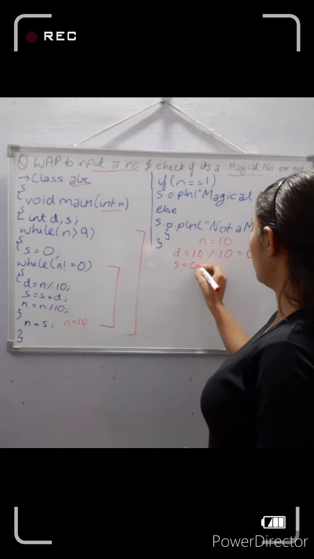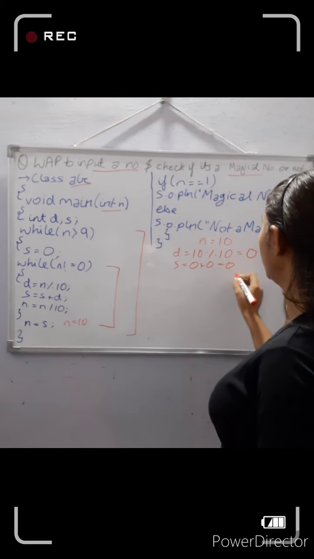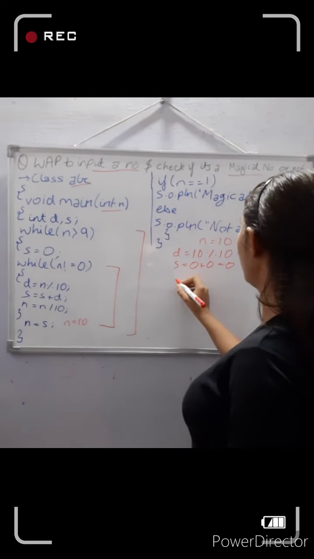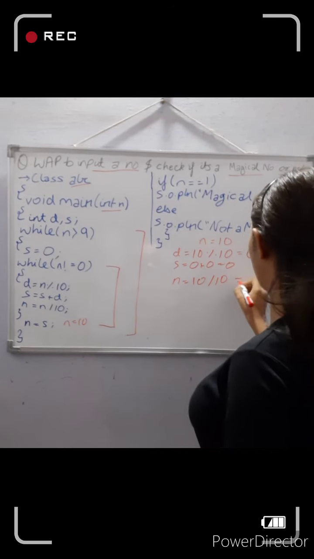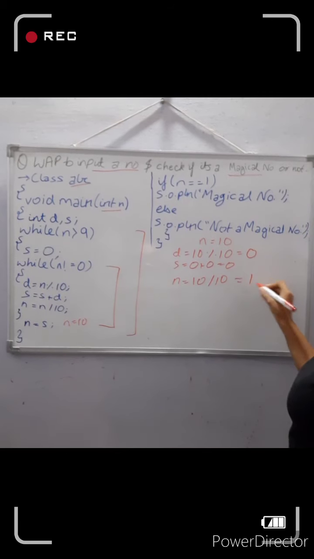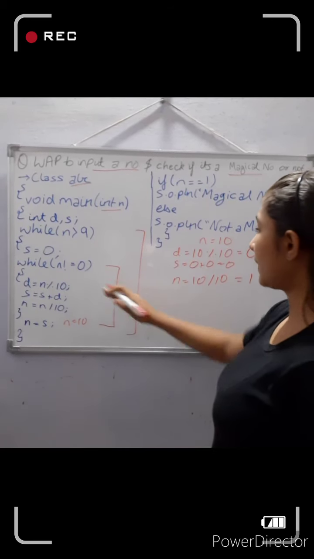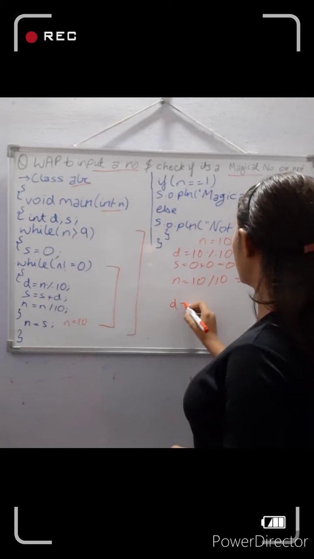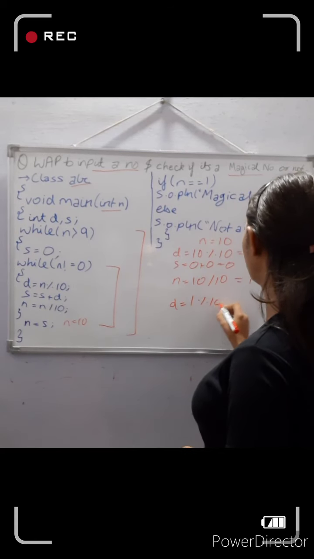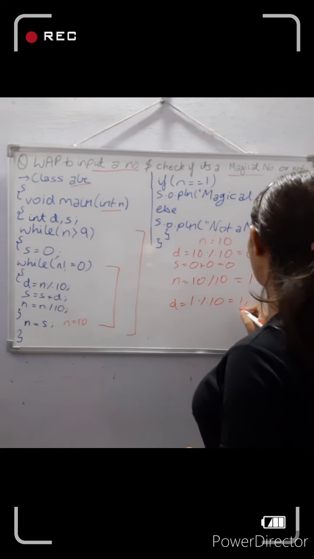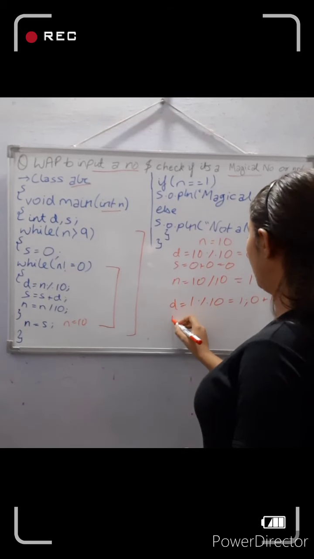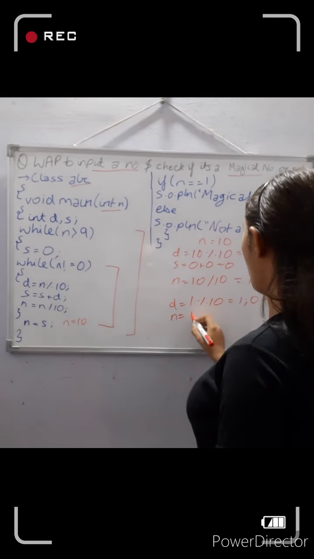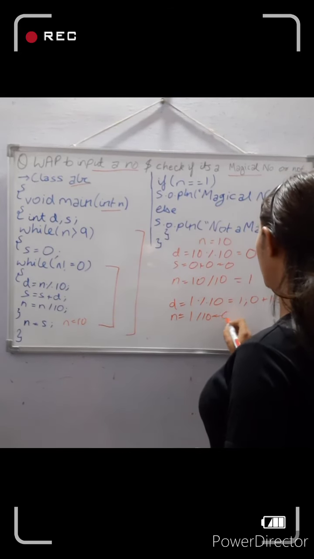s is equal to 0 plus 0, so it is 0 only. n is equal to n divided by 10. So now we are going to get the quotient 1. Again we are going to come back to this step. d is equal to 1 modulus 10. We get the remainder 1. Sum was 0. 0 plus 1 is equal to 1. n is equal to n divided by 10. So n is equal to 1 divided by 10. We get the quotient 0.